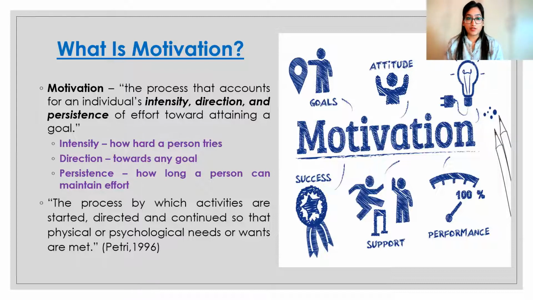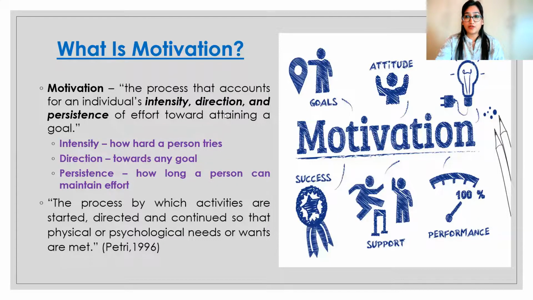Now, to understand what motivation is, you need to understand three terms. Motivation is the process that accounts for an individual's intensity, direction, and persistence of effort towards attaining a goal. Let's see what these three elements mean. Intensity refers to how much effort you are willing to put in to achieve the goal. Direction: are you moving towards the goal with every small task that you accomplish? And persistence is how long you are willing to stay committed to that task until it is achieved. So the process by which activities are started, directed, and continued so that physical or psychological needs or wants are met is known as motivation.